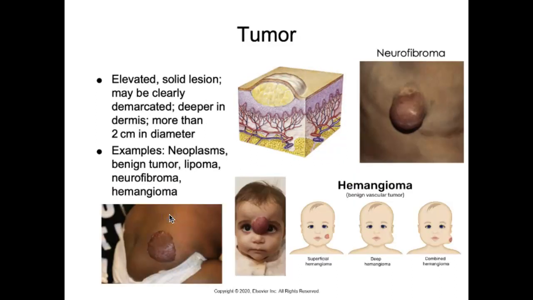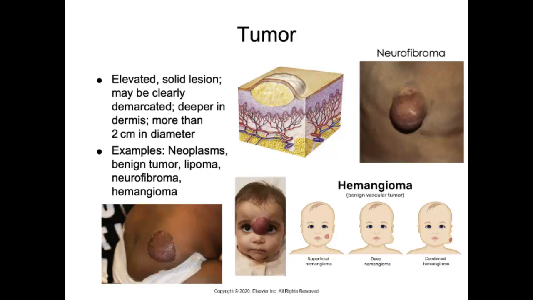Next, we have a tumor, and this is going to be an elevated solid lesion, and this may be clearly demarcated, like we see over here. It could be deeper down in the dermis, although in this image we see it's more within the area of the epidermis, and it can be more than 2 centimeters in diameter. So we have some examples here, although I don't have pictured neoplasms or a benign tumor.